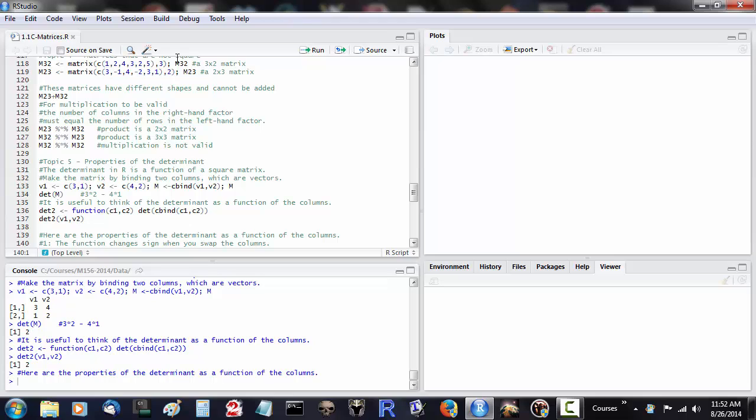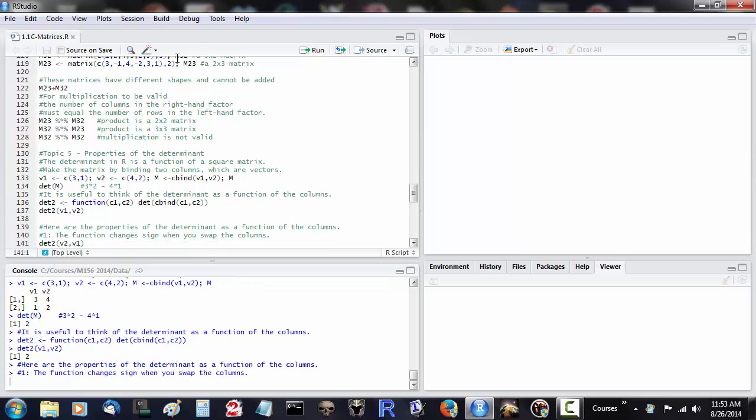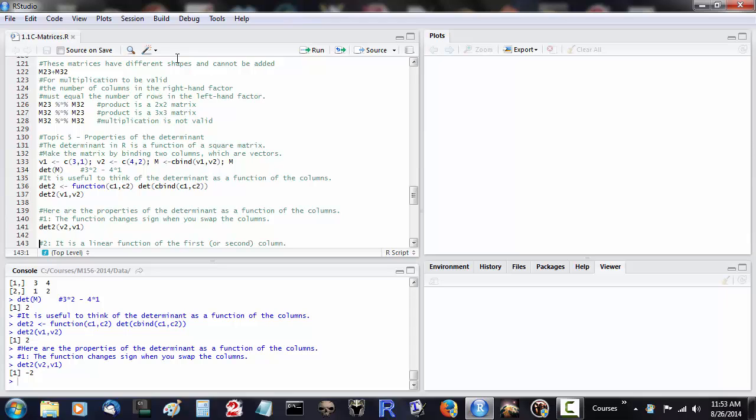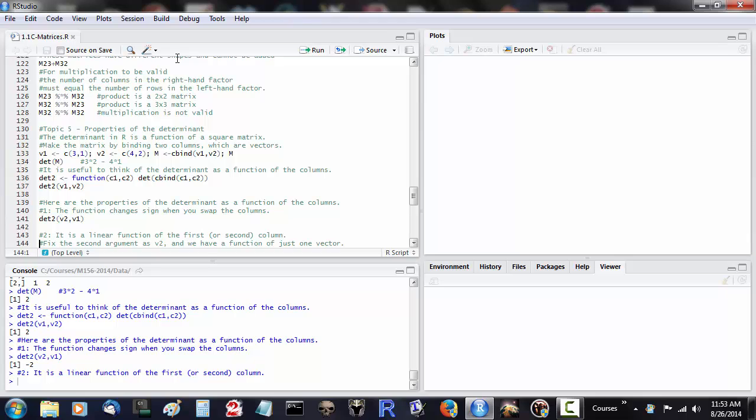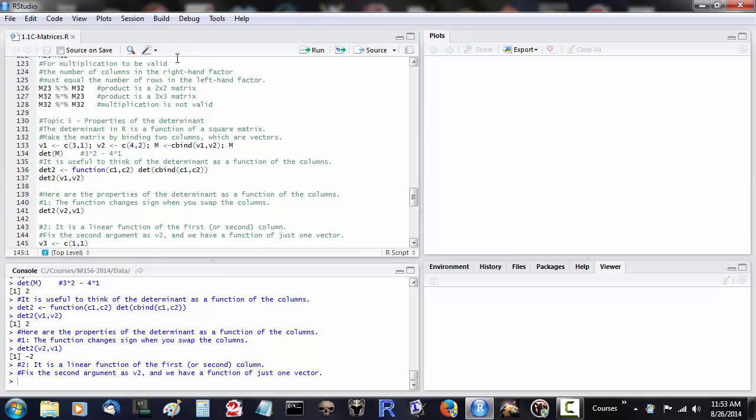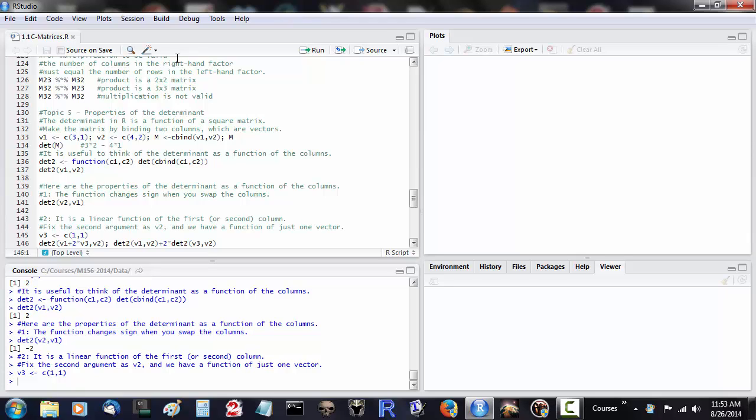Viewed as a function of its 2 columns, the determinant has 3 properties which generalize from 2 by 2 determinants to n by n determinants. First property, if you swap the columns, interchanging v1 and v2, the determinant changes sign. It goes from 2 to -2. Second, if you fix the second argument, specify the second column is permanently v2, then this matrix is a linear function of the first column.